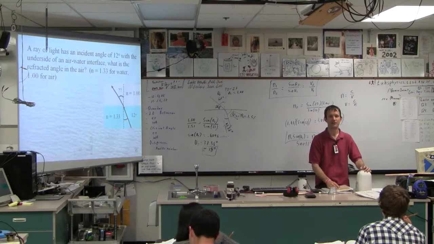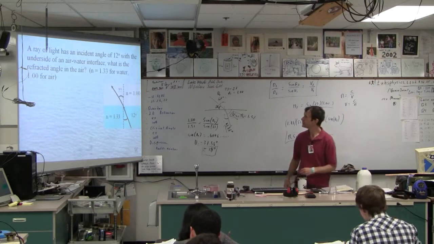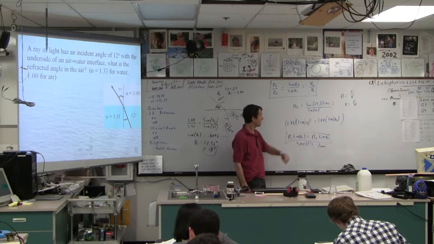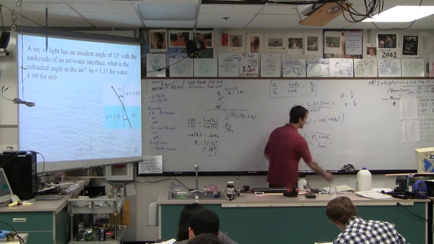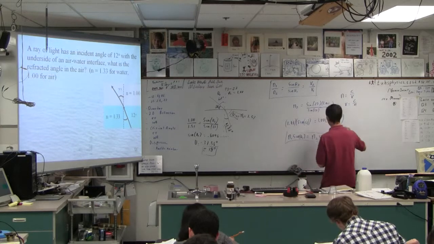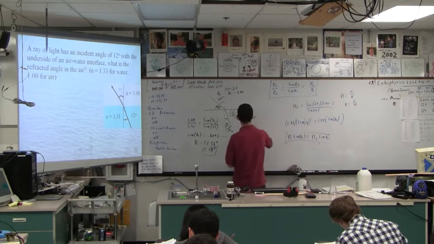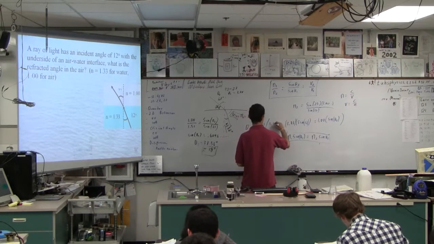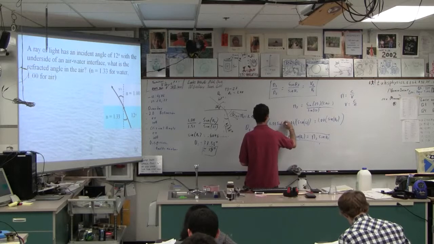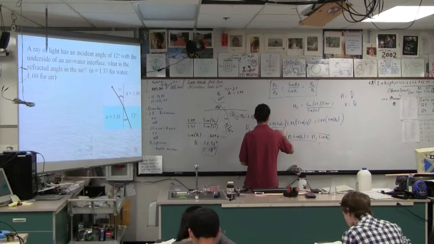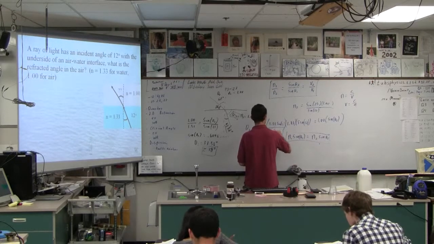Are we all good? Have we all solved that for that guy? You've got to do an inverse sine, right? Theta 2 is going to be sine inverse of 1.33 sine 12 divided by 1.00. I know you don't have to divide by it, but there it is, right?